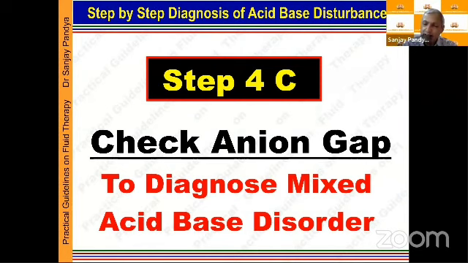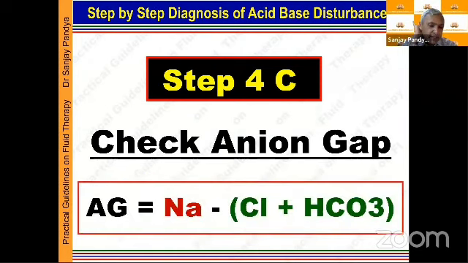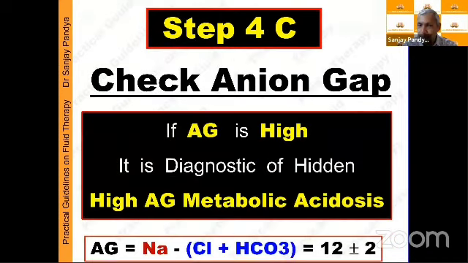So what is anion gap? Anion gap is sodium minus the total of chloride plus bicarbonate. I wish all of you to loudly speak twice. What is anion gap? Sodium minus the total of chloride plus bicarbonate. Okay, and its normal value is 12 plus or minus 2.